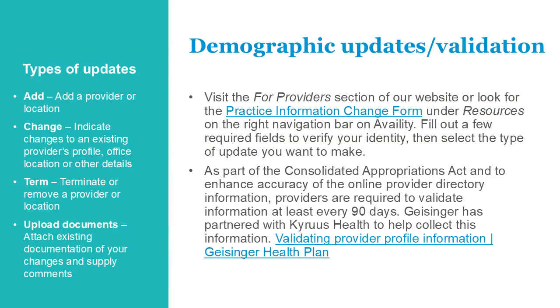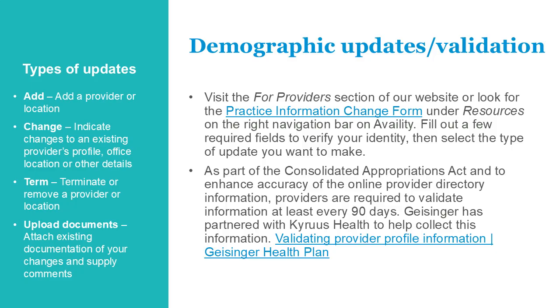Keeping your practice information current allows us to best serve our members. Provider data accuracy allows members to find you as a participating provider or facility and ensures you receive important communications and that your claims get paid. You may use our provider search feature covered in an earlier slide to view your current information. If you need to make any changes to your office, add or remove a practitioner, or make other changes to your profile, you may submit those changes using the Practice Information Change Form.